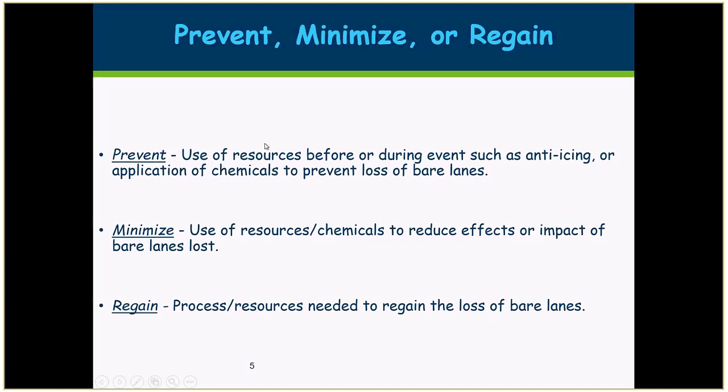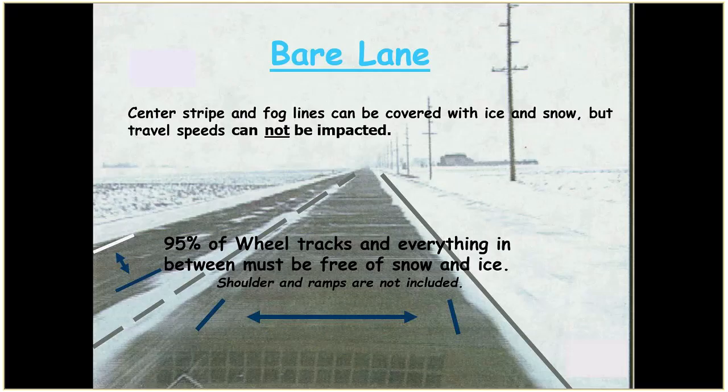Here's an example of bare lane. The center stripe and fog lines can be covered with ice and snow, but travel speeds, this is an important one, cannot be impacted. If they're impacted, you don't have bare lane. So 95% of the wheel tracks and everything in between must be free of snow and ice, and shoulders and ramps are not included in this though.